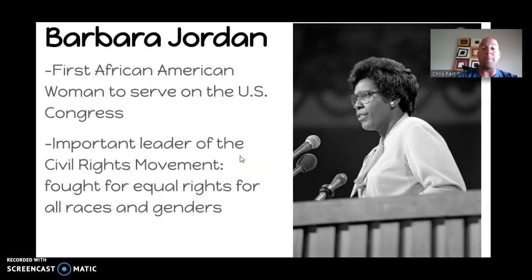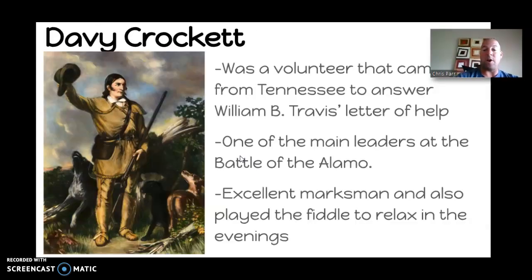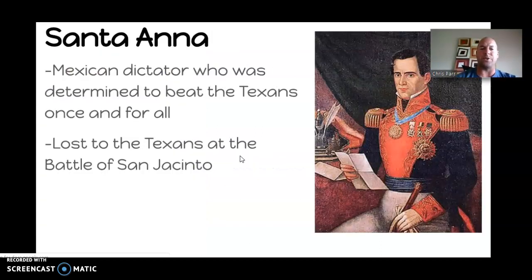Barbara Jordan, a more recent, more modern person. She was the first African-American woman to serve in the U.S. Congress. An important leader in the civil rights movement, she fought for equal rights for all races and all genders. Davy Crockett volunteered from Tennessee to fight in the Alamo. One of the main leaders of the Alamo, an excellent marksman, played the fiddle, things like that. Lots of good stories.